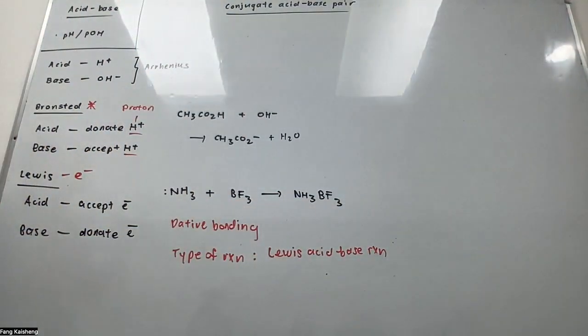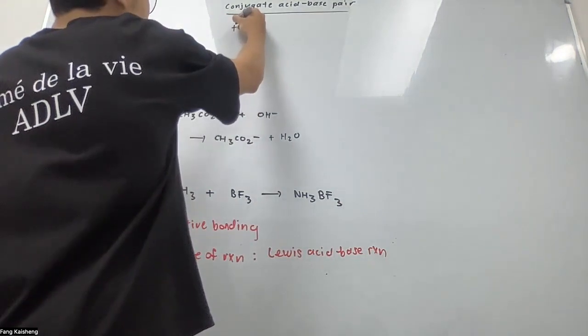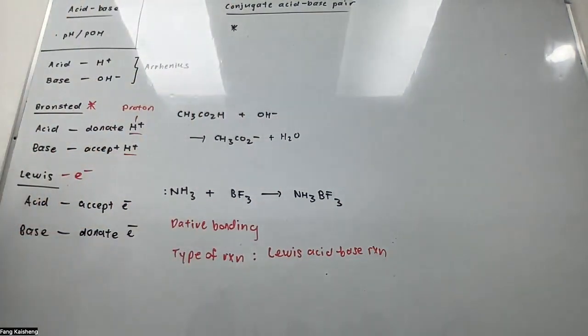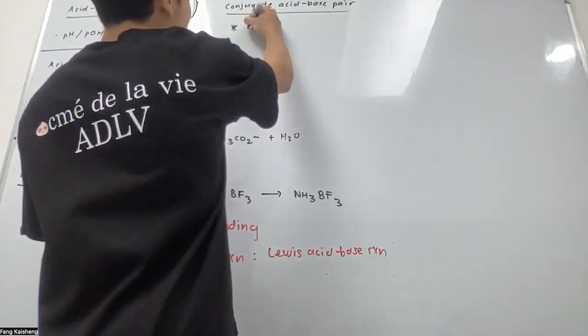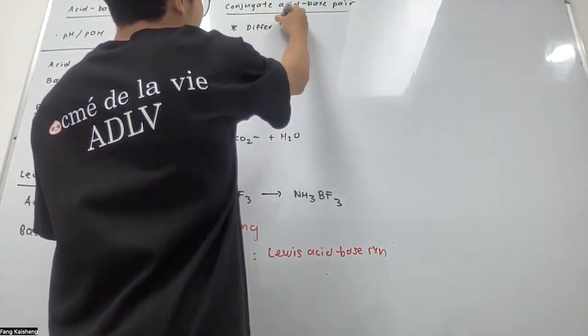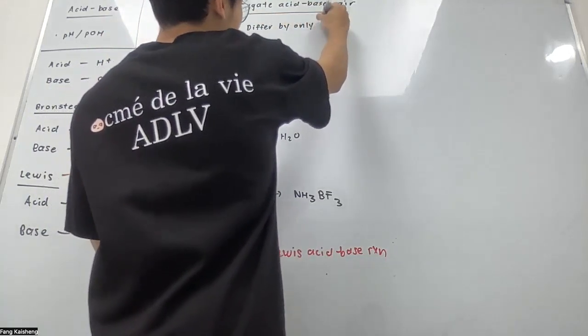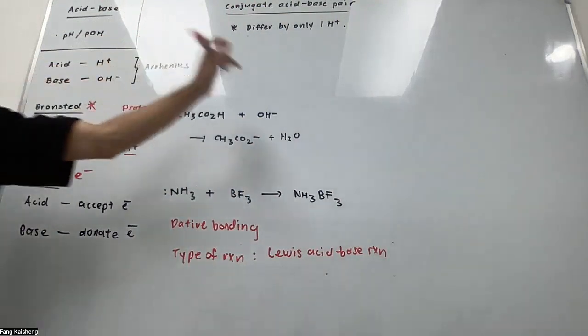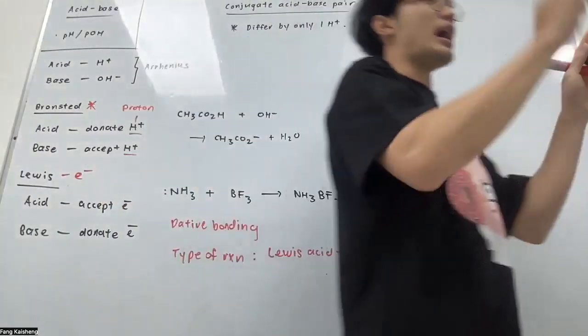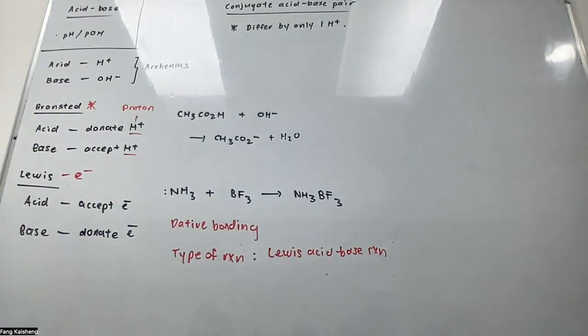Now, I need to establish a few facts first. The most important thing, number one thing you must always take note: to identify a pair, they must differ by only one H plus, nothing else, only one H plus. Core idea. Today we're going to be practicing this, see whether you can identify a pair.